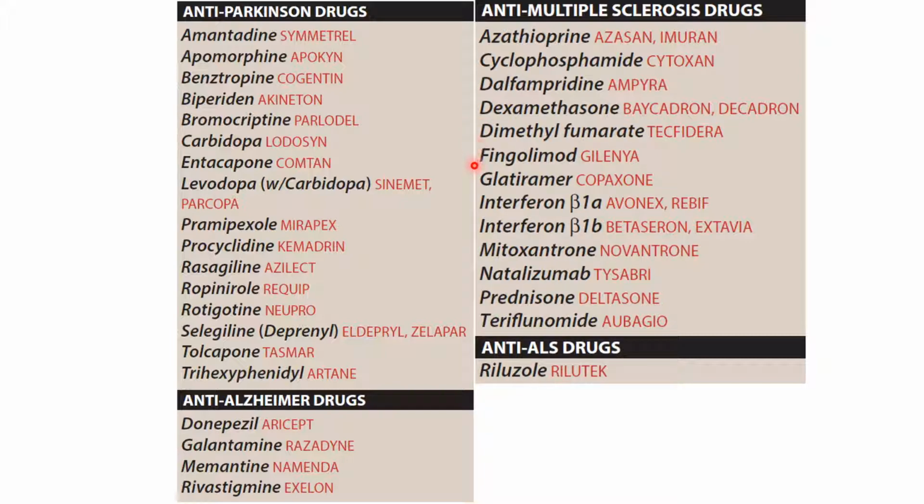Dimethyl fumarate, fingolimod, glatiramer, interferons beta 1a and beta 1b, mitoxantrone, natalizumab. Natalizumab is an antibody produced by gene engineering. Prednisone is also anti-inflammatory, the same as dexamethasone, and teriflunomide is also a new one that is used for the treatment of multiple sclerosis.